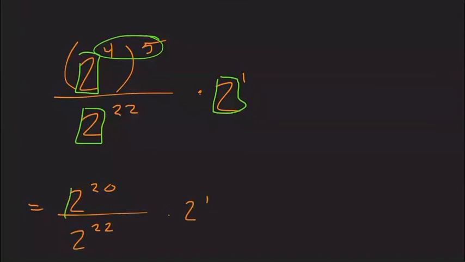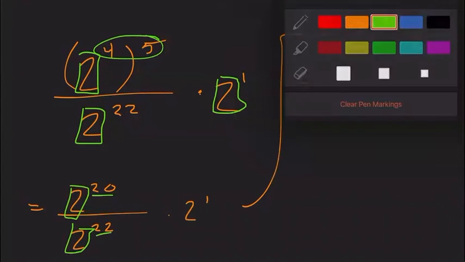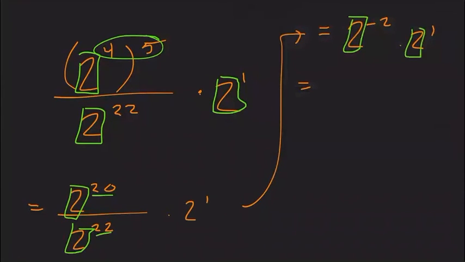Now we have division and we have the same base, so we can subtract the exponents, always the top one minus the bottom one. So 20 minus 22 is going to give us -2. So we have 2 to the -2 times 2 to the 1st. Then here we have multiplication and we have the same base, so we can add our exponents. So we have 2 to the -2 plus 1, which would be 2 to the -1.